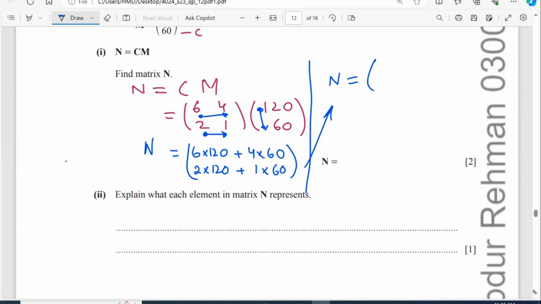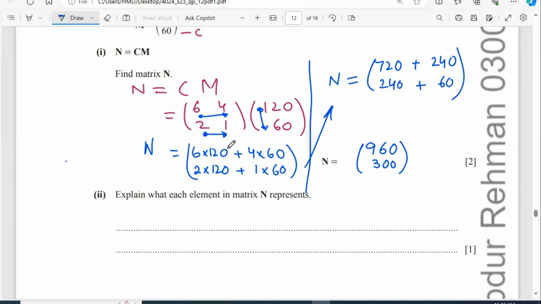720, 240 for 120, 240 again, and 60 plus sign. Now matrix N will be 720 plus 240 is 960, and 240 plus 60 is 300. So 960, 300 is N. Now explain what each element in the matrix N represents.